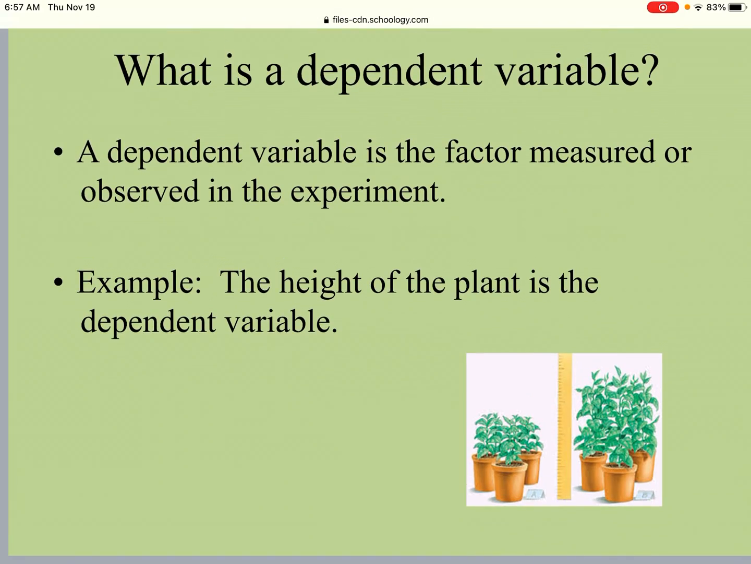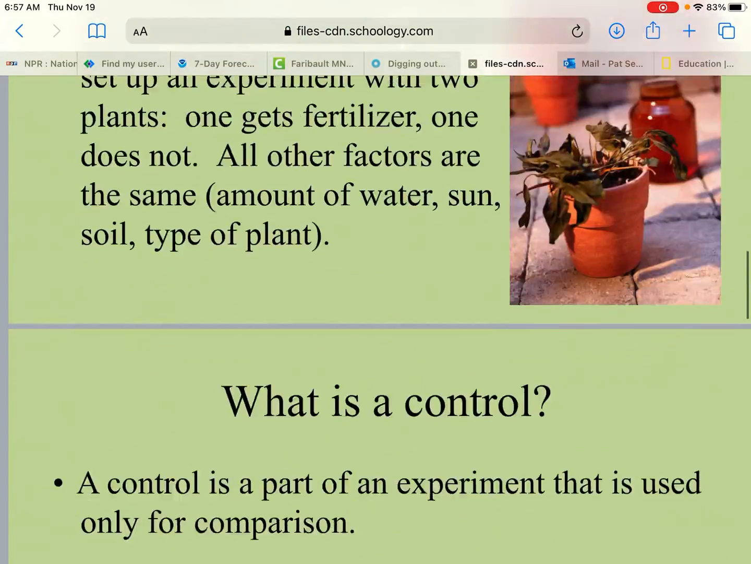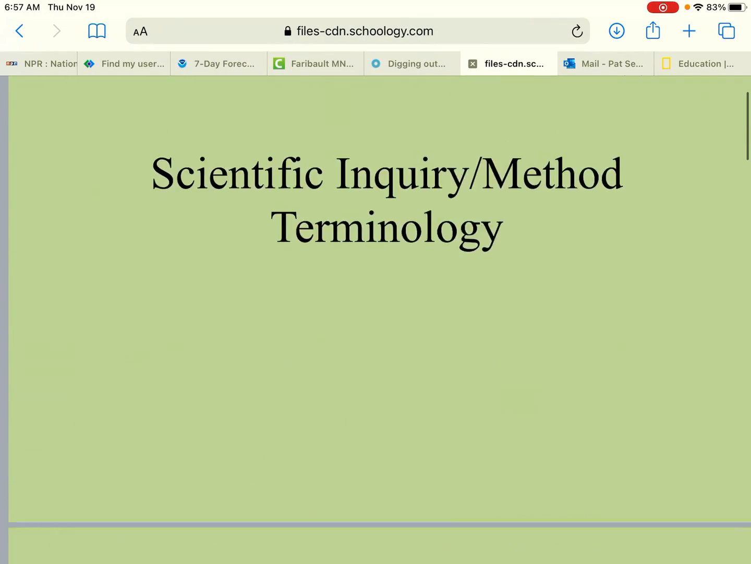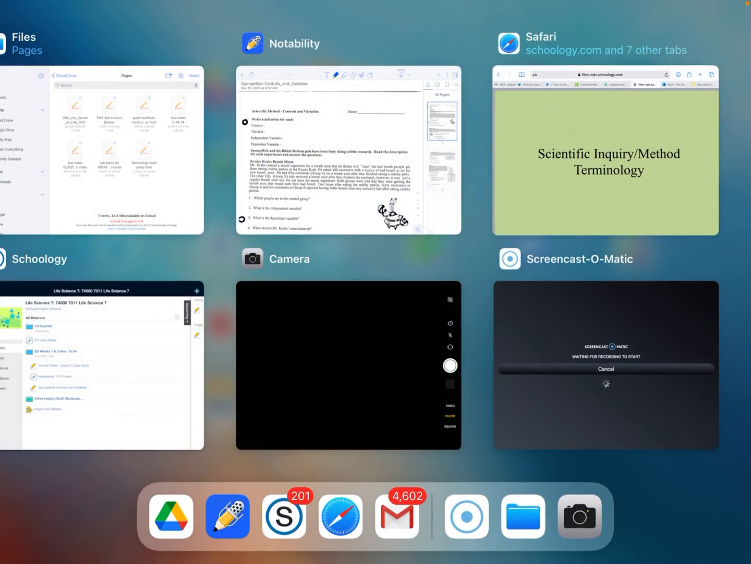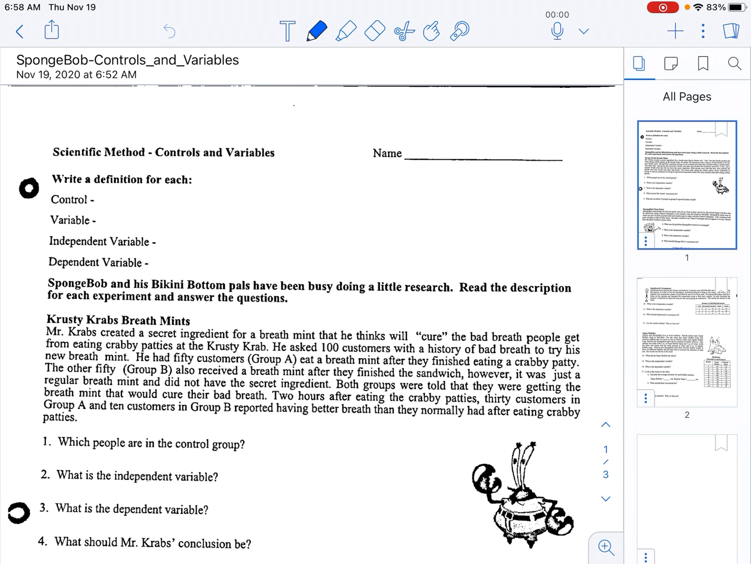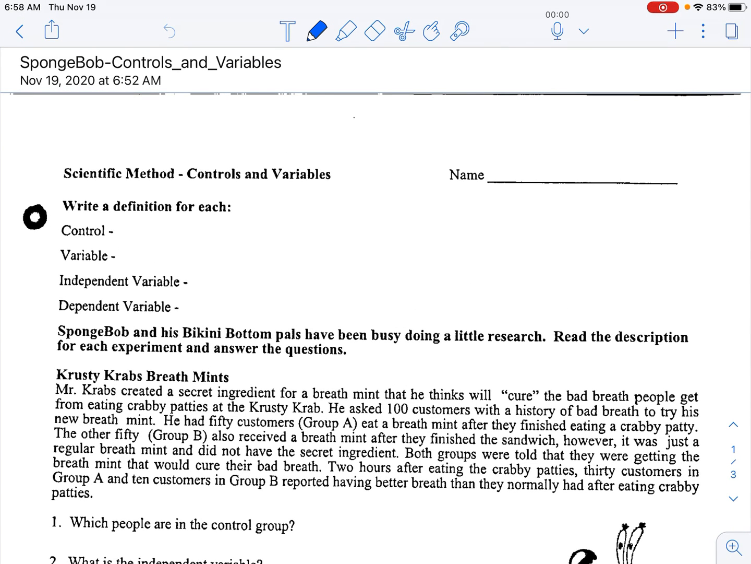Now, these definitions will need to be copied onto the SpongeBob worksheet. So you're going to want to look back at this. Looking at the SpongeBob worksheet here, you've got the 4 definitions at the beginning. So please copy those down. Those will be good to have as a reference for you to look back on as you are doing the worksheet.